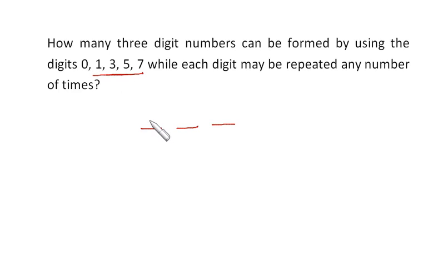So the first place can be filled with 5 choices, but we cannot use 0. So we will have 4 choices, right? For the second place, we can use 0, and there is no tension of repetition because repetition is allowed. So still we have 5 choices. At the third place, we have 5 choices, right? So in all, 100 numbers will be formed with these digits, where each digit may be repeated, right?